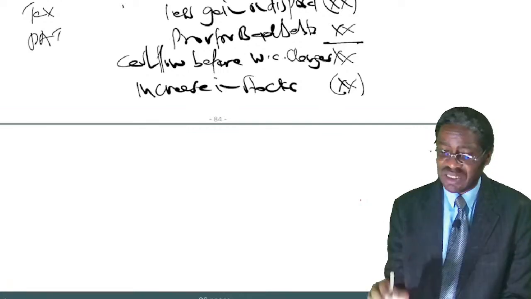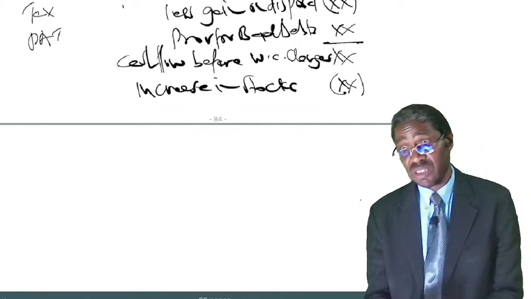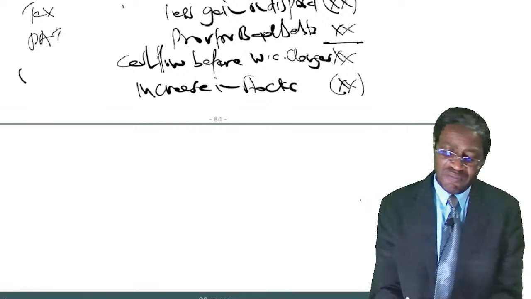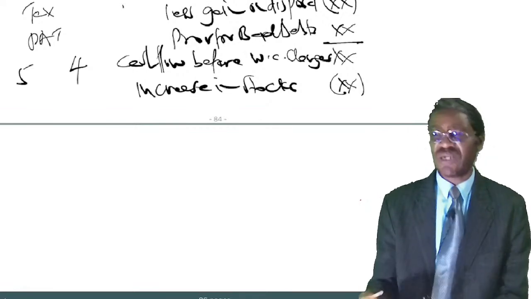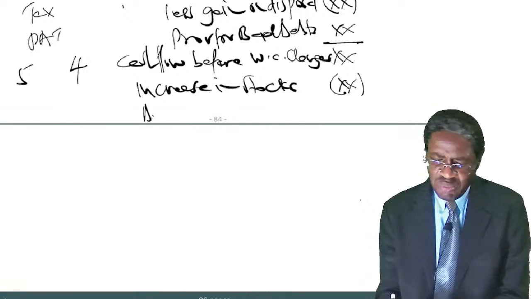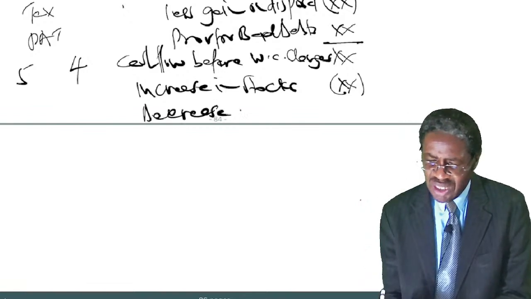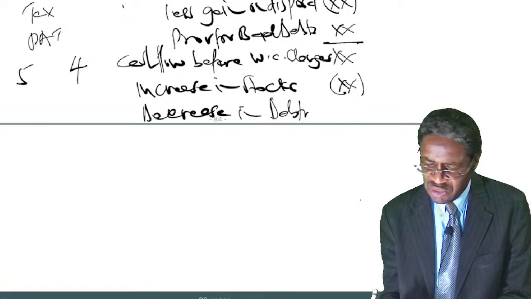Good. Then you go to the balance sheet again. Among the current assets, you realize there's debtors. Last year debtors were 5 million. This year debtors are 4 million. So if there could be maybe a decrease in debtors, what does it mean?